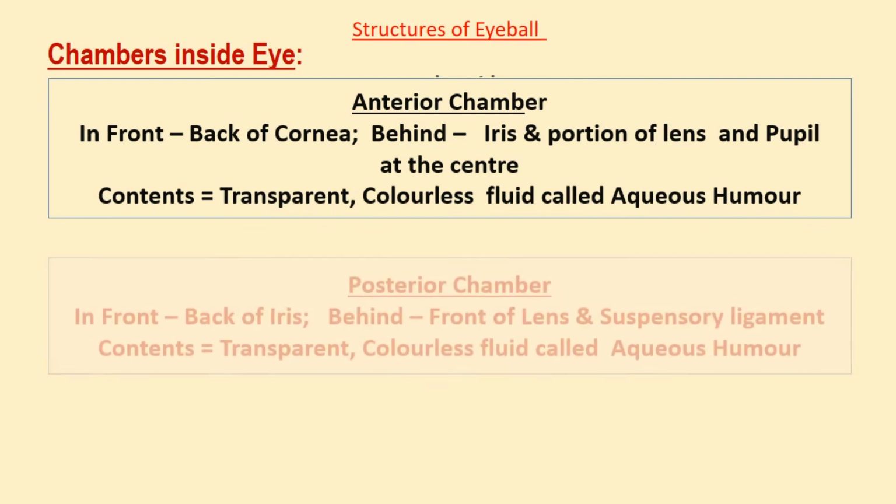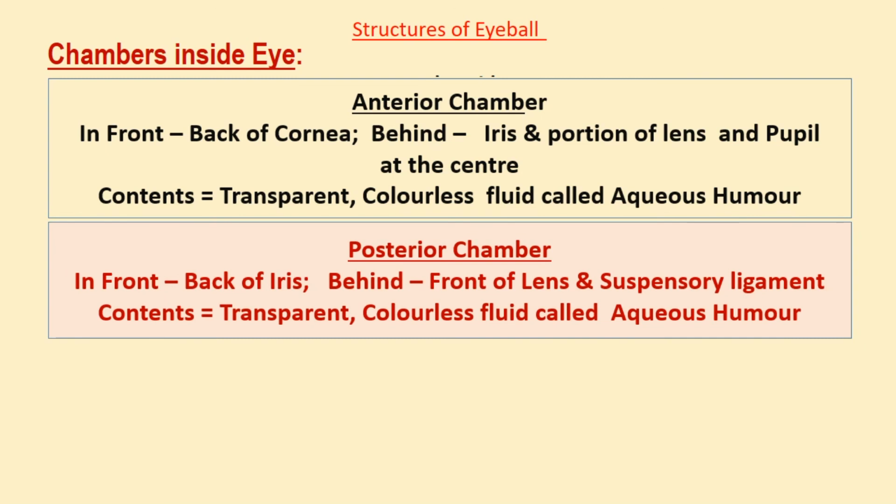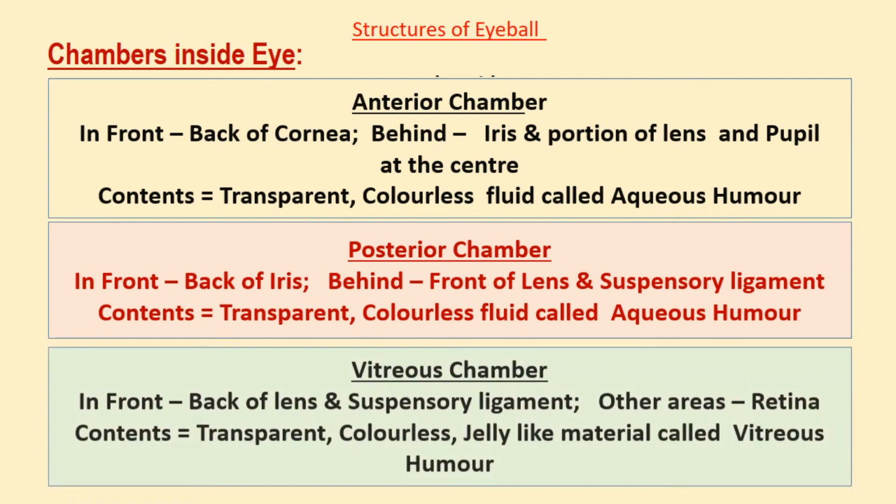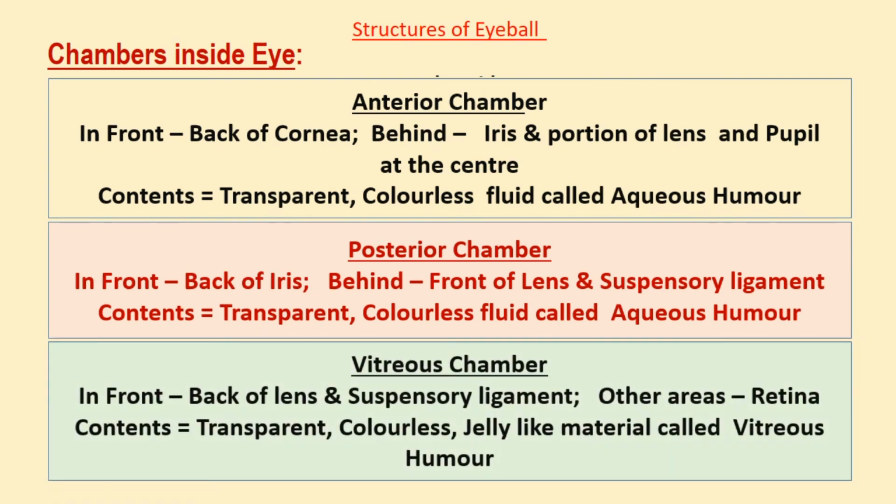The posterior chamber is a narrow space bounded in front by the back of the iris and behind by the front surface of the lens and suspensory ligaments. It also contains aqueous humor. The vitreous chamber is bounded in front by the back surface of the lens and suspensory ligaments and in other areas by the retina. It's filled up with a transparent, colorless, jelly-like material called vitreous humor.